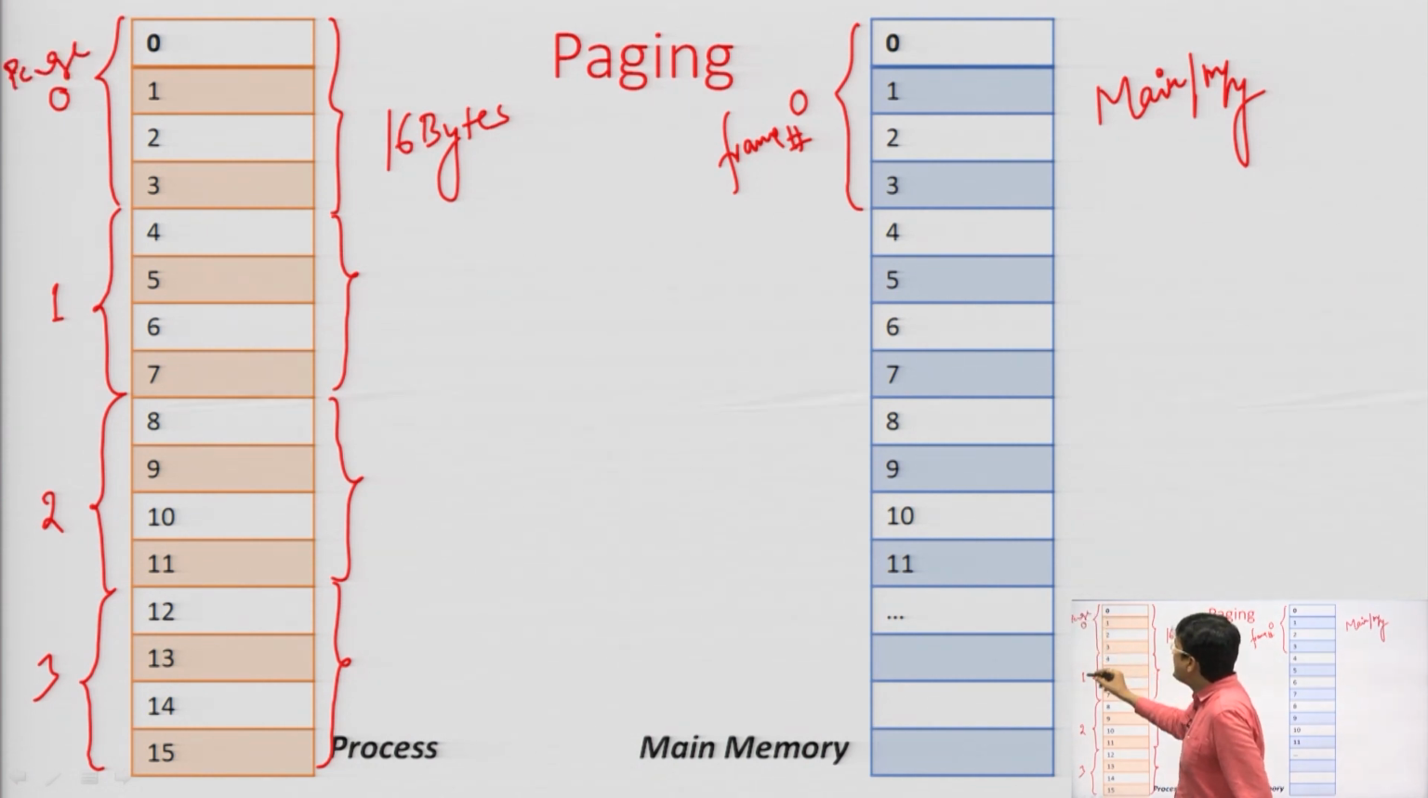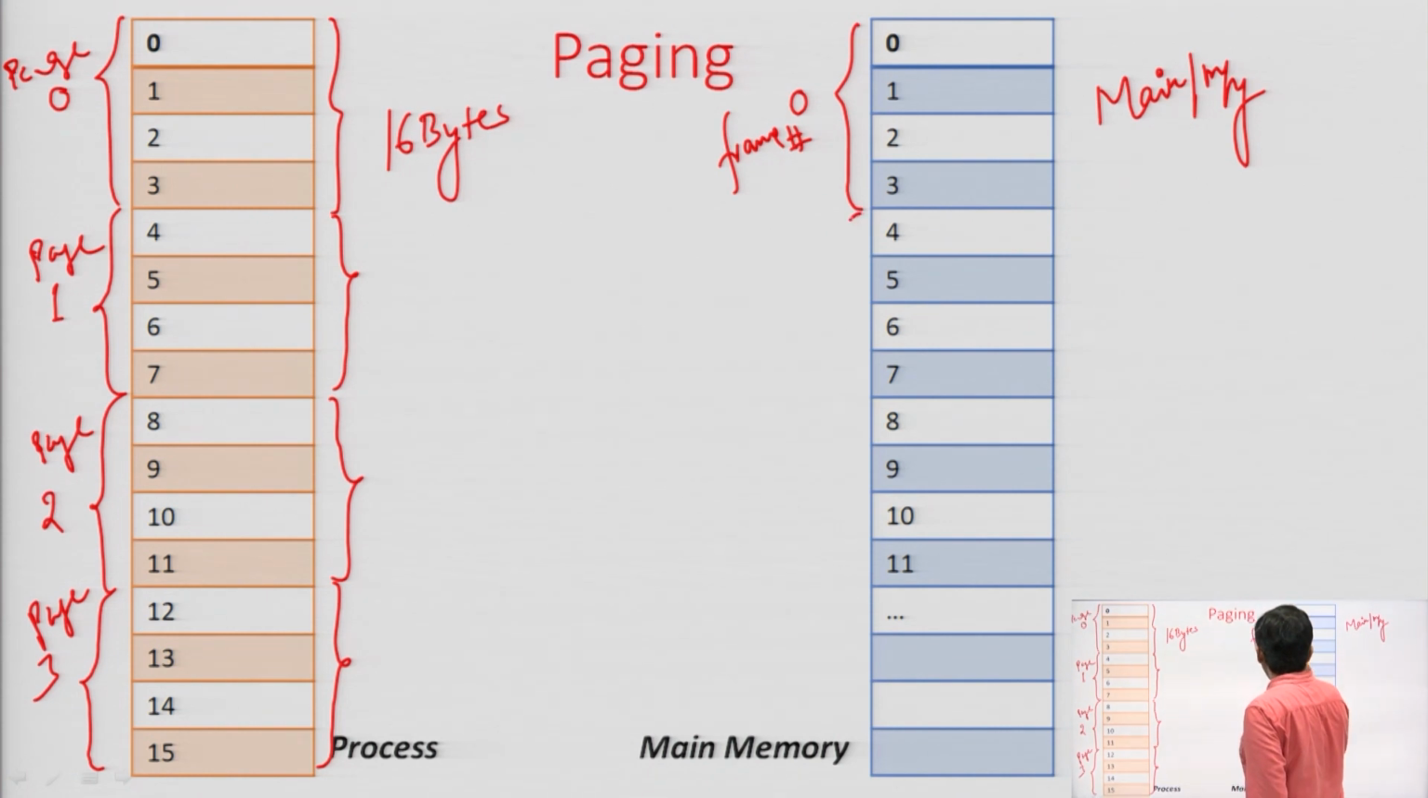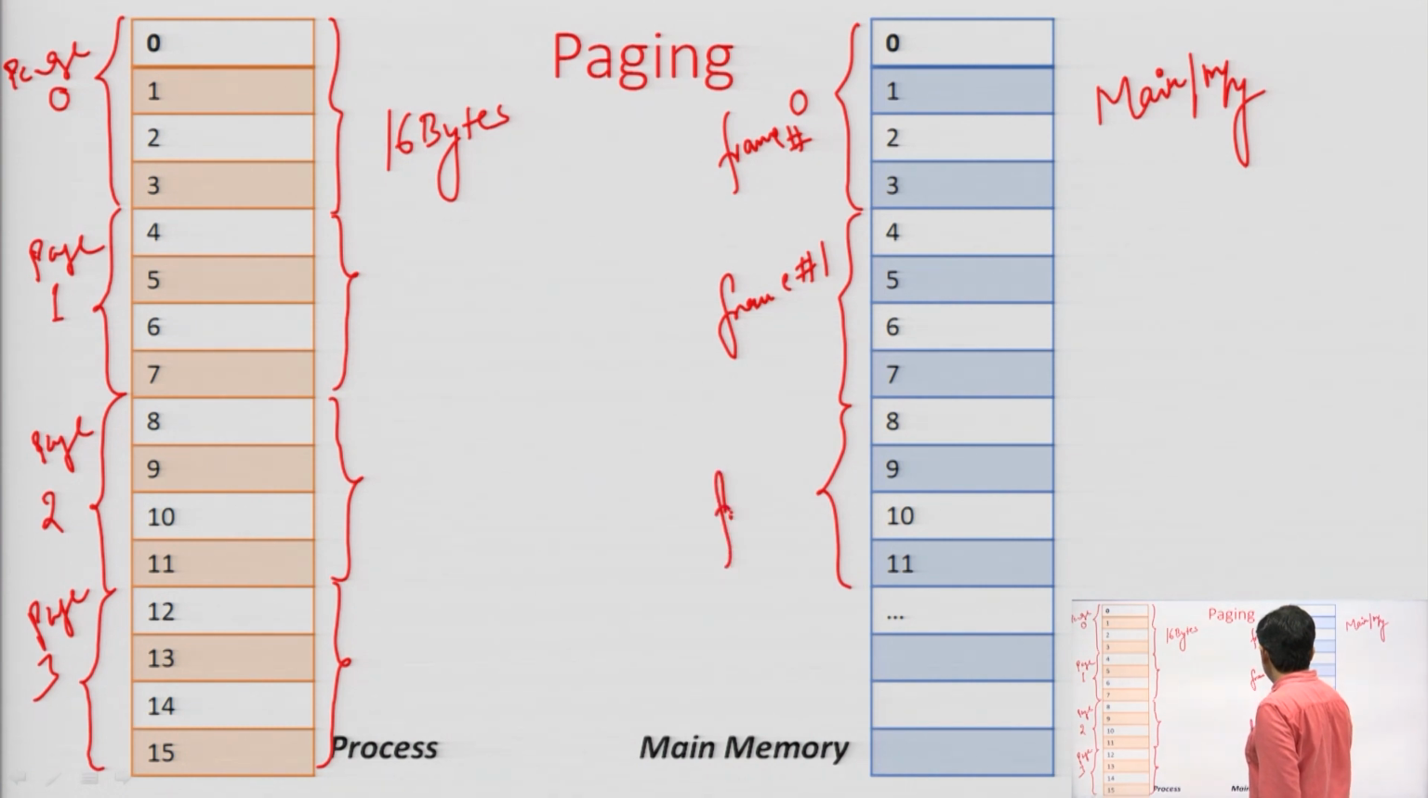Okay. This was page number 0. In the process we will have pages: page number 0, page number 1, page number 2 and page number 3. And in memory, frame number 0, and then frame number 1 that also contains 4 bytes or 4 addresses, and frame number 2 that is also containing 4 addresses, and so on. We are dividing the frames like this only. Now, one page will be accommodated in one memory frame.